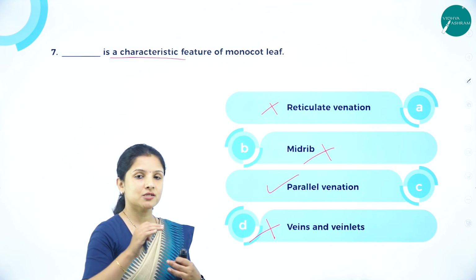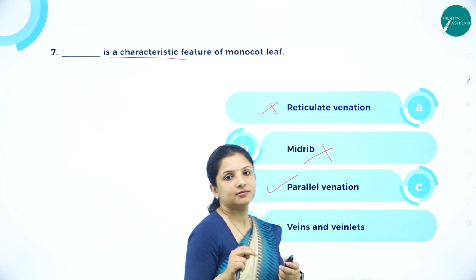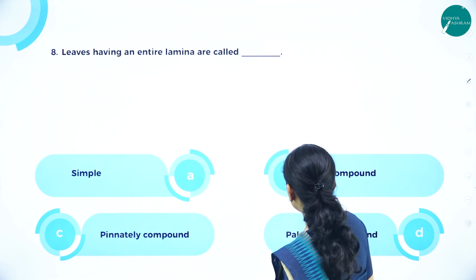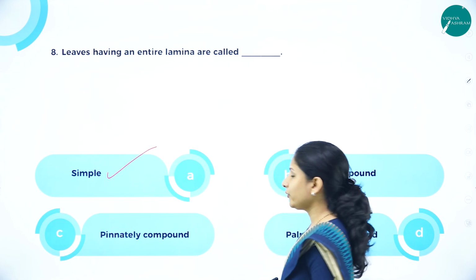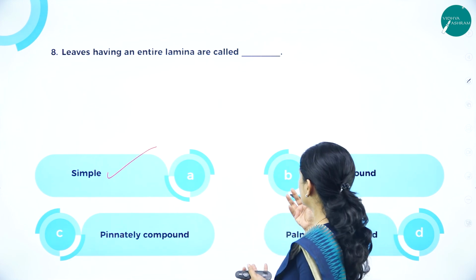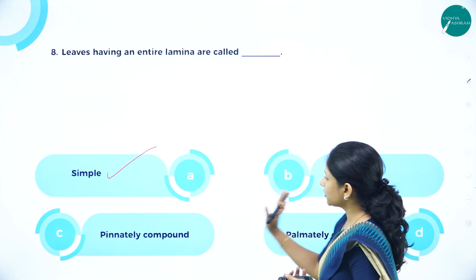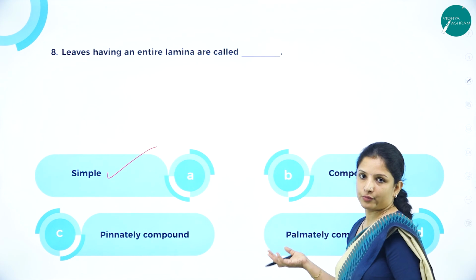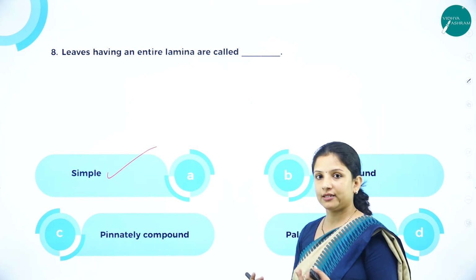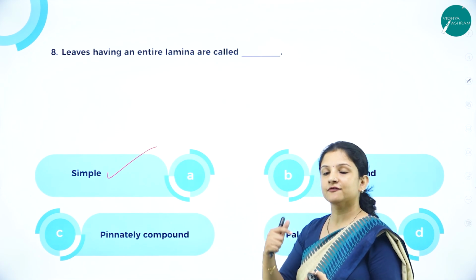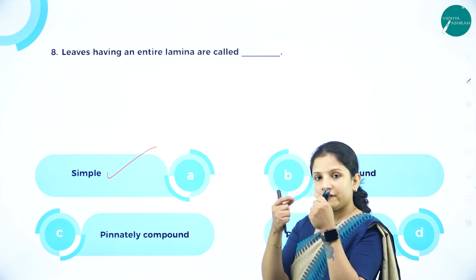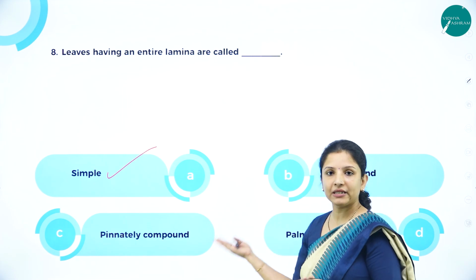Now, what was my question? Dash is a characteristic of monocot leaf. So, parallel venation is a characteristic of monocot leaf. Next, leaves having an entire lamina are called simple leaves, compound leaves, pinnately compound, palmately compound. It is simple leaf because compound leaves actually have their lamina which reaches the midrib. Therefore, they form leaflets. So, compound leaves is not at all the answer. Of course, the two types of compound leaves are pinnately compound and palmately compound. So, that cannot be the answer. Leaves having an entire lamina are called simple leaves. Leaves having leaflets are called compound leaves. In that, leaves having leaflets which arise from the tip of the petiole are called palmately compound leaves. And leaves having lamina which reaches the midrib forming small leaflets are the pinnately compound leaves.